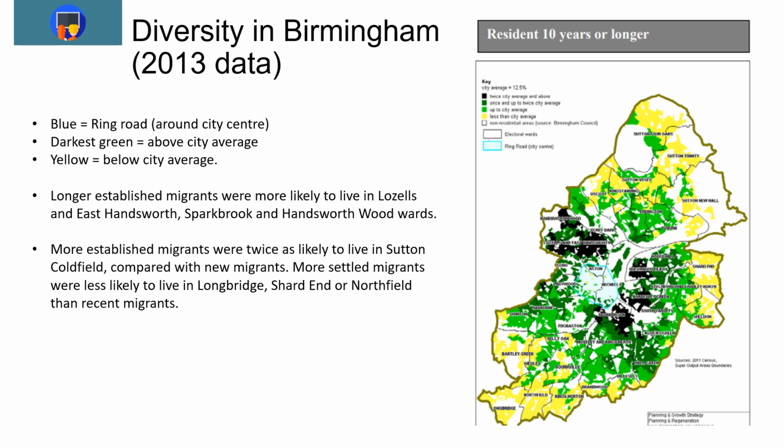More established migrants were twice as likely to live in Sutton Coldfield compared with new migrants. More settled migrants were less likely to live in Longbridge, Shard End or Northfield compared to recent migrants. Pause the presentation for a few minutes and make a note of these 2 bullet points.